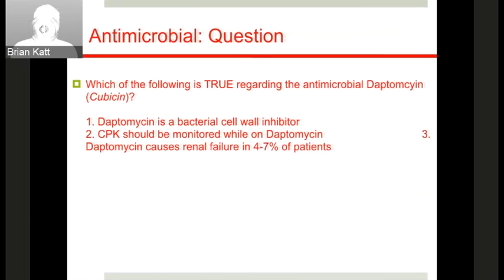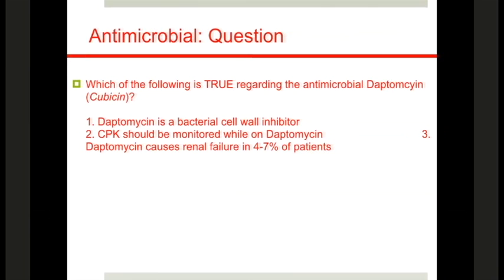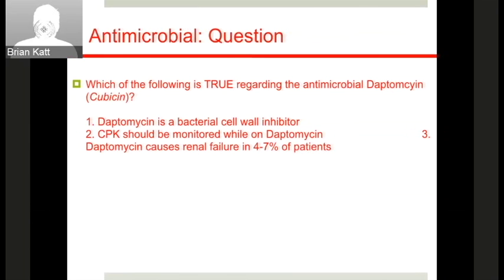Which of the following is true regarding daptomycin? It's a bacterial cell wall inhibitor, CPK should be monitored, it causes renal failure in 4 to 7% of patients. One of the things about dapto is that it can actually cause rhabdo. So typically, we need to monitor CPKs while the patient's on it.